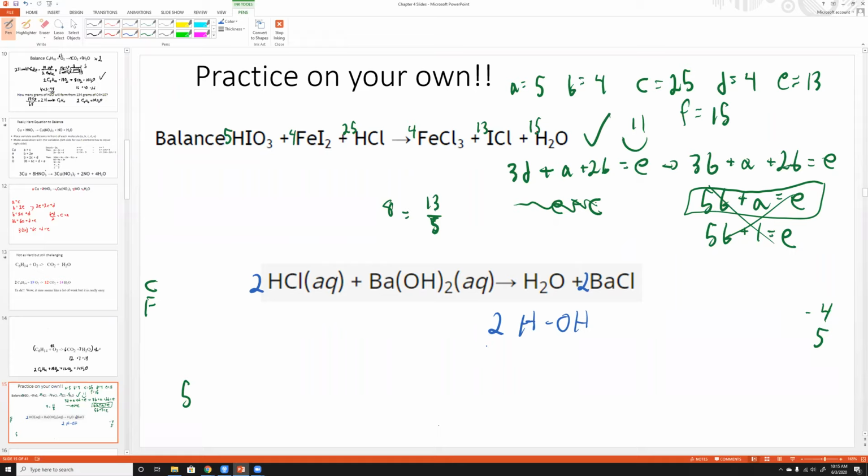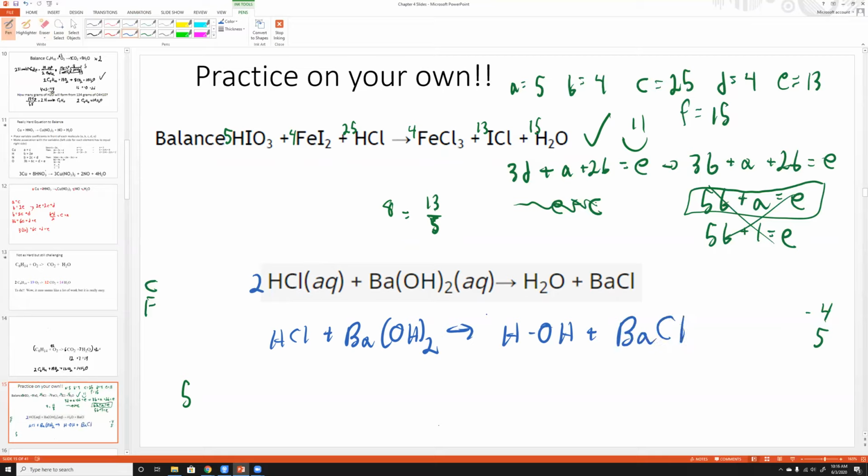Wait. Hold on. Am I losing my mind? I'm rewriting this. So we have HCl plus Ba(OH)2 yields HOH plus BaCl2. That's what's wrong with it. BaCl2. Typo. Okay. Let's do it again. Wow, this slide sucks. Oh my God.